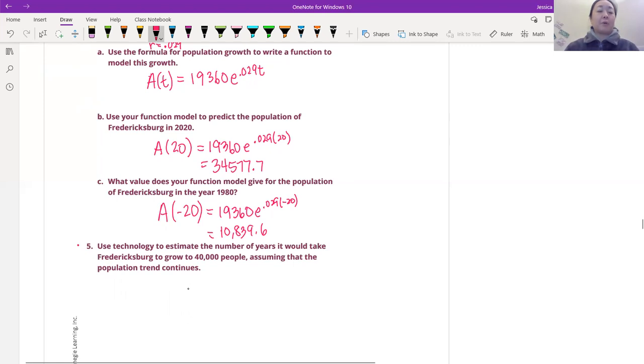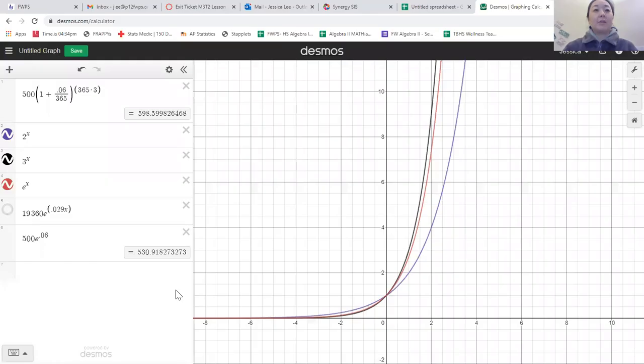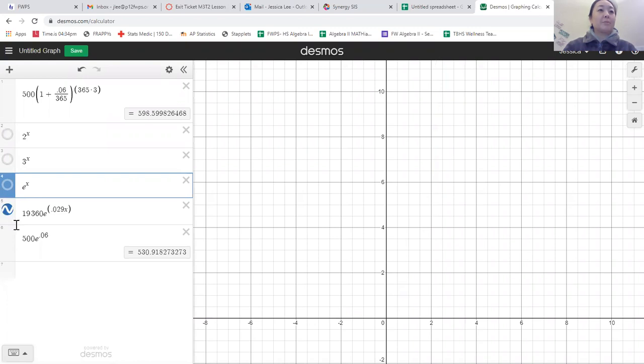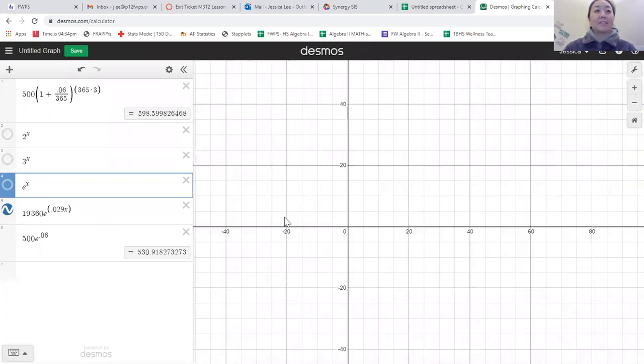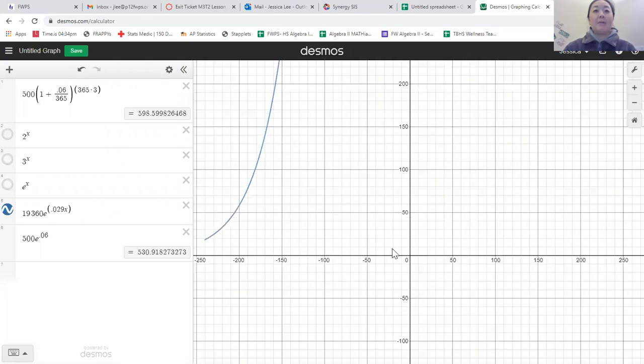All right, and then it says use technology to estimate the number of years it would take Fredericksburg to grow to 40,000 people, right? And assuming the same trends, nothing has really changed. It's pretty much this trend is going to go on, right? And so here we have, oh look, I wrote it down already. So let me erase these here. Where did it go? I needed to zoom out because it's such big numbers. Come on. All right, there you are.